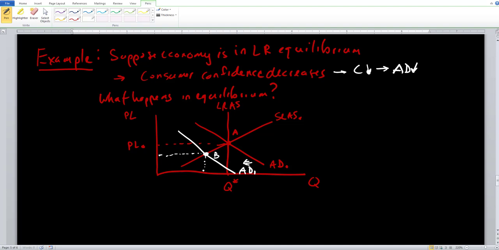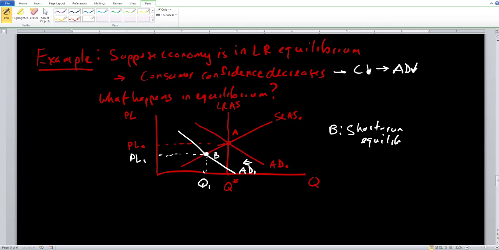So as we move the shift right here, we notice that price level is going to be PL1 right here, so price levels are going to be lower. And we also notice that Q1 right here, our output is lower as well. So we're in some type of recession. So in equilibrium, we're going to be at point B, and point B is going to be a short-run equilibrium because this is only where we intersect aggregate demand and short-run aggregate supply. We don't have all three of these curves intersecting with one another, so we know it's short-run equilibrium.